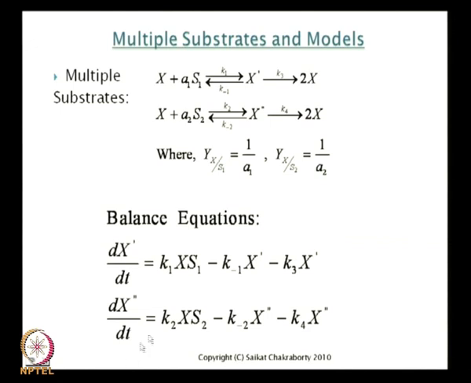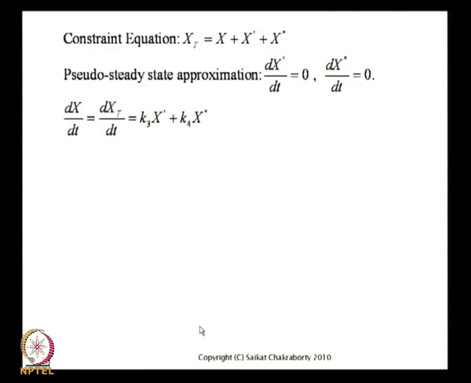So this is the reaction rate. The next step is to write the constraint equation like we did before, which is the total amount of cells present in the system.